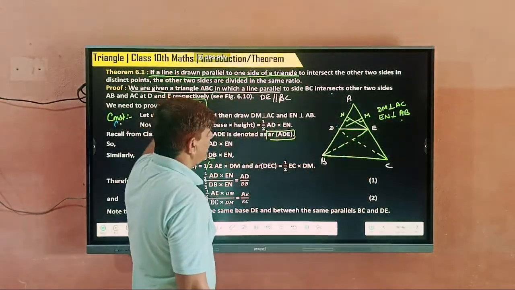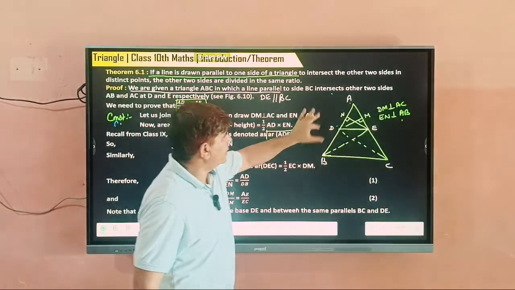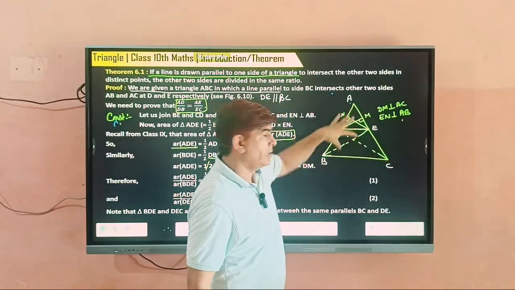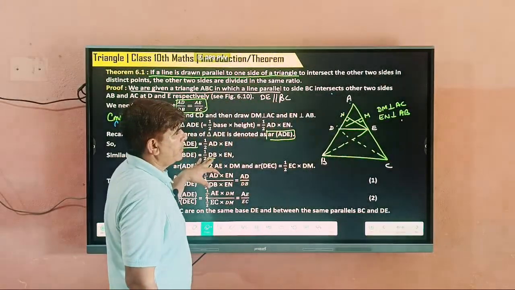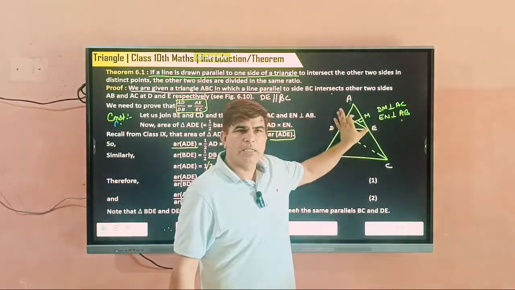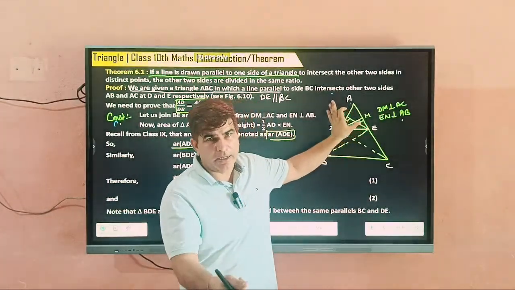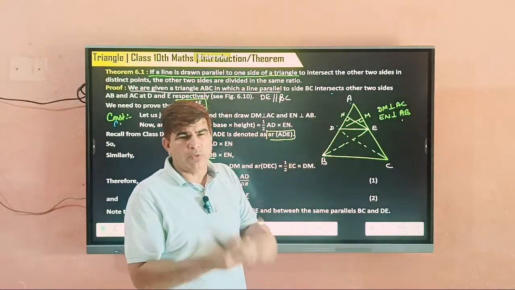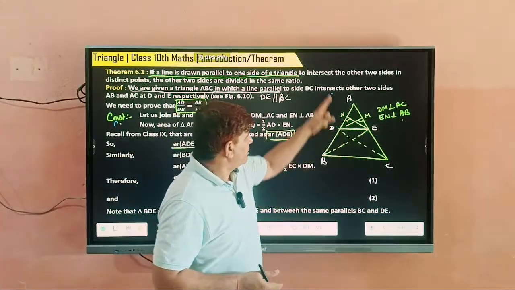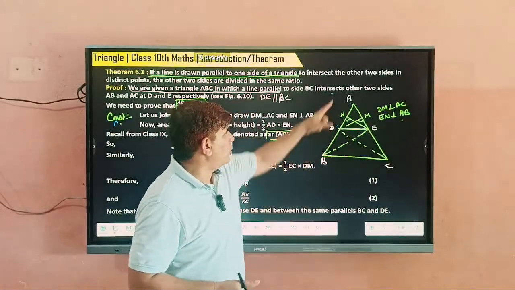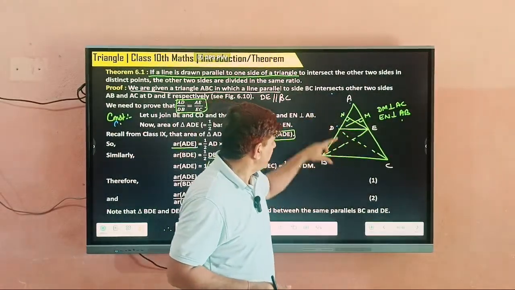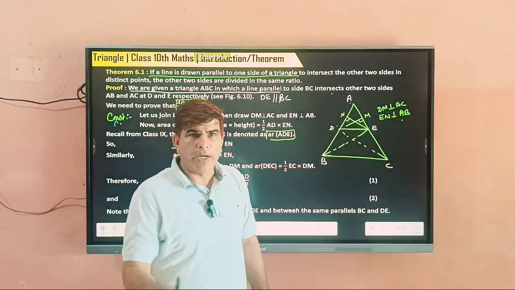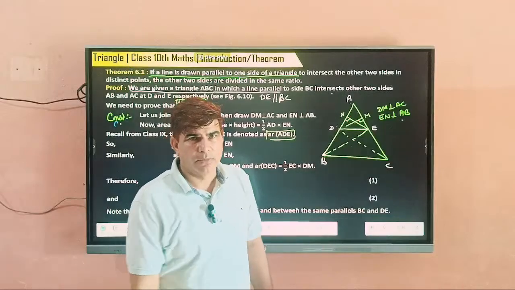Because we need AD, then DB. Next again AE, EC. So first we will take this. Area is 1/2 base DB, and what's its height? This EN. Why is its height EN? EN is perpendicular on AB, so EN is definitely perpendicular on part of AB, which is DB. Perpendicular means shortest distance. Understood?